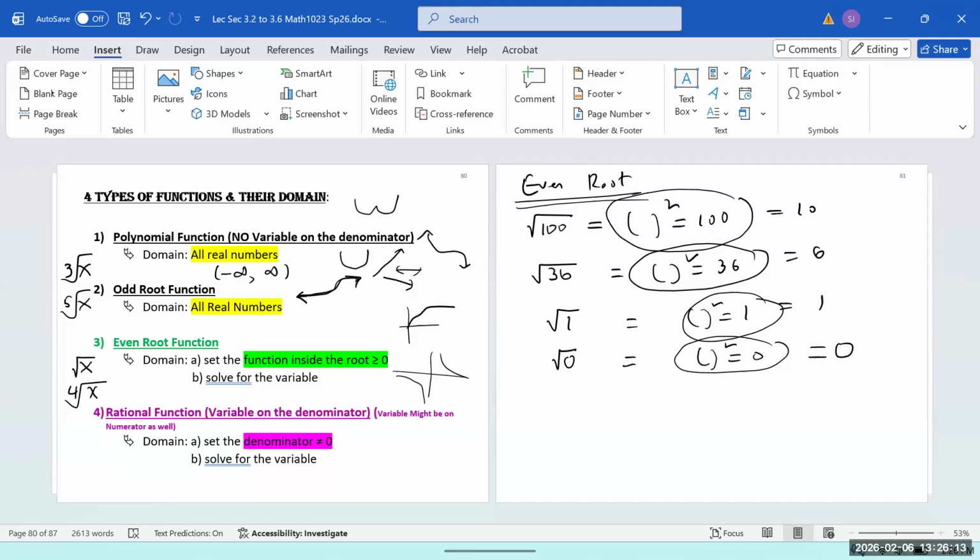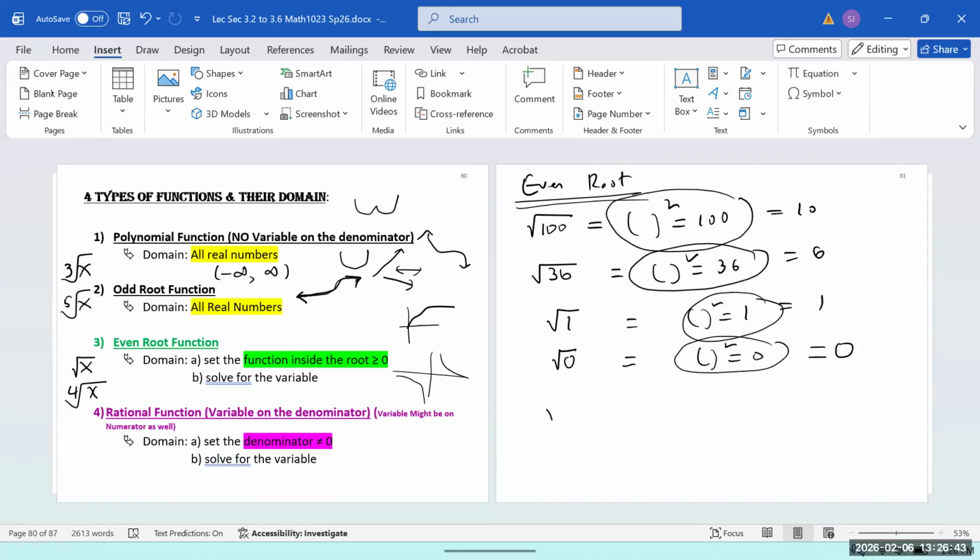So square root means look for a number that, when you multiply the same thing twice, becomes the number inside the radical. So 100 is 10 squared, so square root of 100 is 10. 36 is 6 squared, so square root of 36 is 6. 1 is 1 squared, so square root of 1 is 1. 0 is the same as 0 times 0 or 0 squared, so square root of 0 is 0.